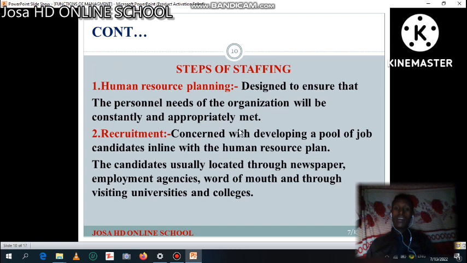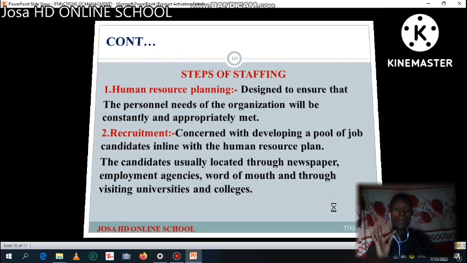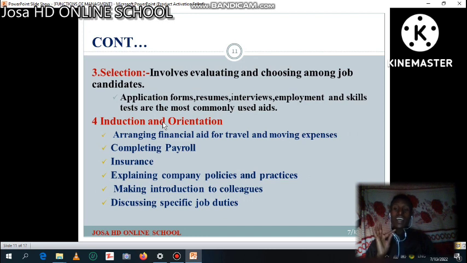And also staffing has steps. One, human resource planning, designed to ensure that the personnel needs of the organization will be consistently and appropriately met. Step 2, recruitment, concerned with developing a pool of job candidates in line with the human resource plan. The candidates are usually located through newspapers. It may be employment agencies. It may be word of mouth and through visiting universities and colleges. And also the third step is selection.